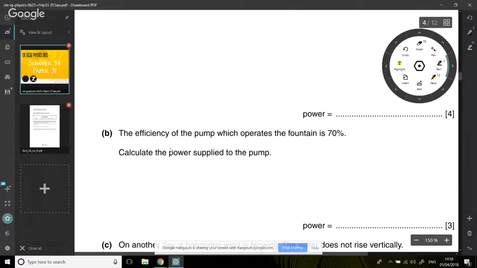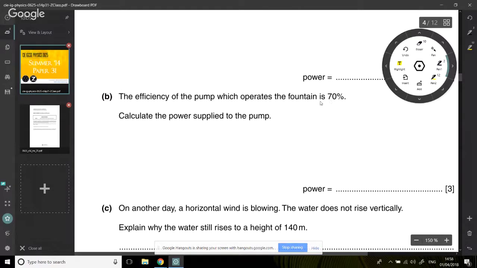All right. So for the efficiency, this just uses the definition of efficiency, which is output over input. Remember, this is 100. So remember, you might have to divide certain numbers by 100.